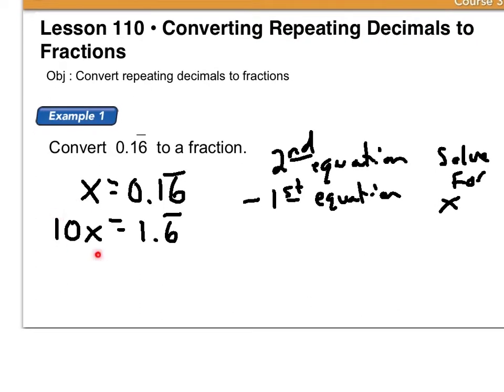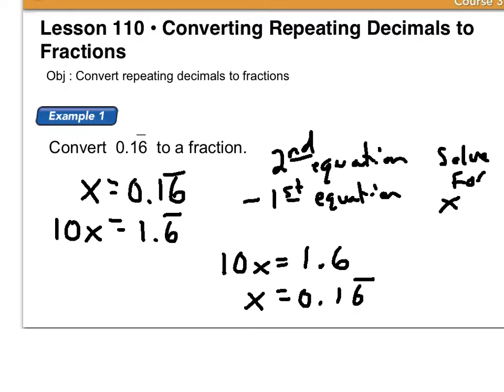So my second equation is right here. That's 10x equals 1.6 repeating. Okay? Now if I look at this, okay, if I put the first equation underneath it, that is 0.16 repeating. What we need to do, remember, is line up the decimals. Okay? So it's 0.16 repeating.